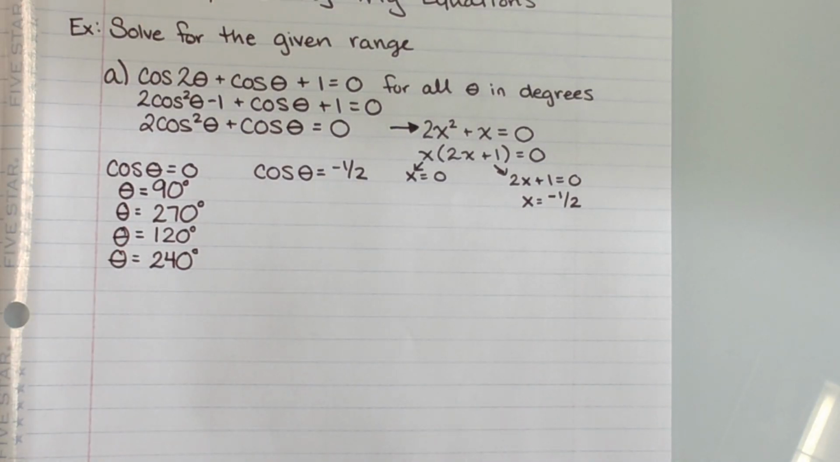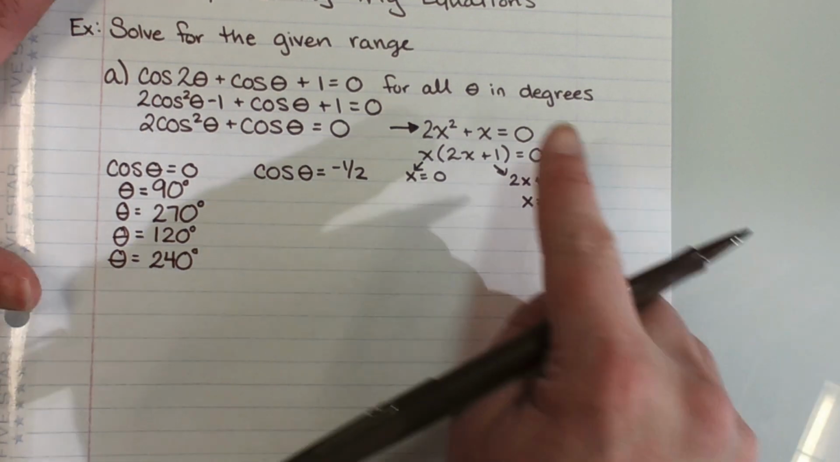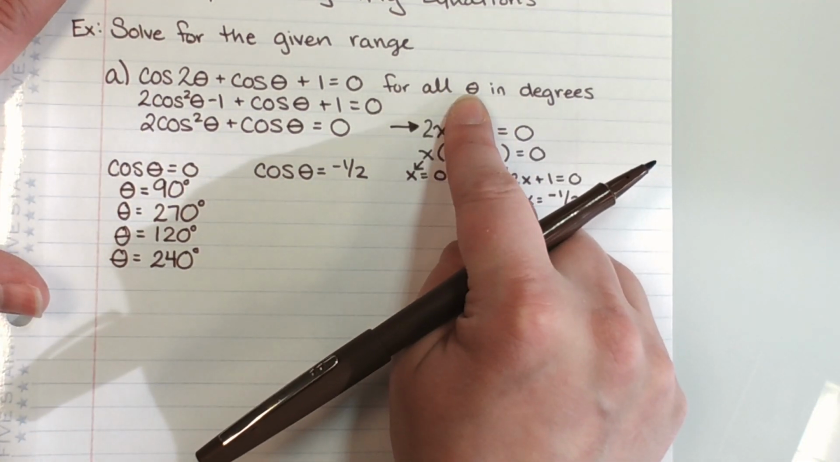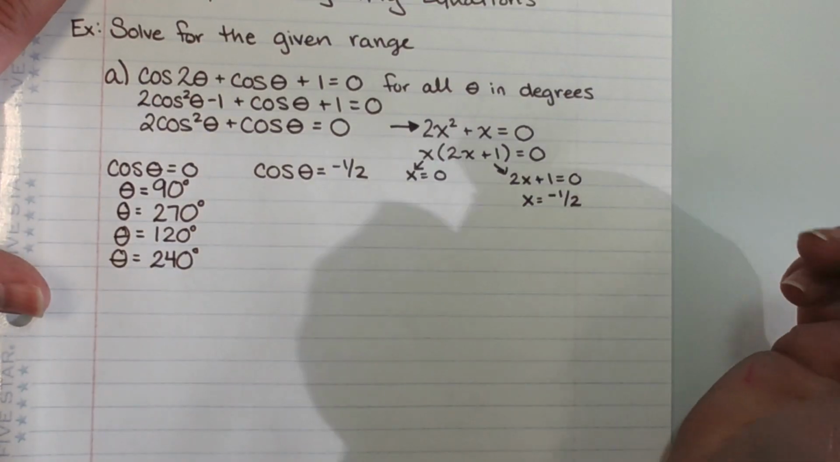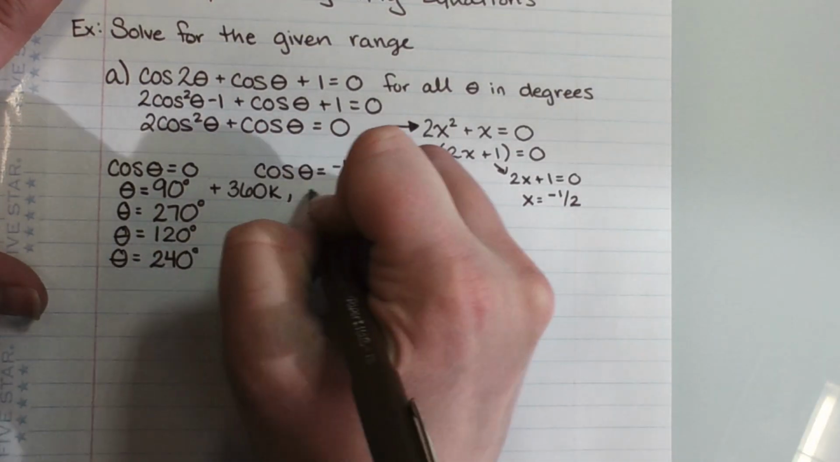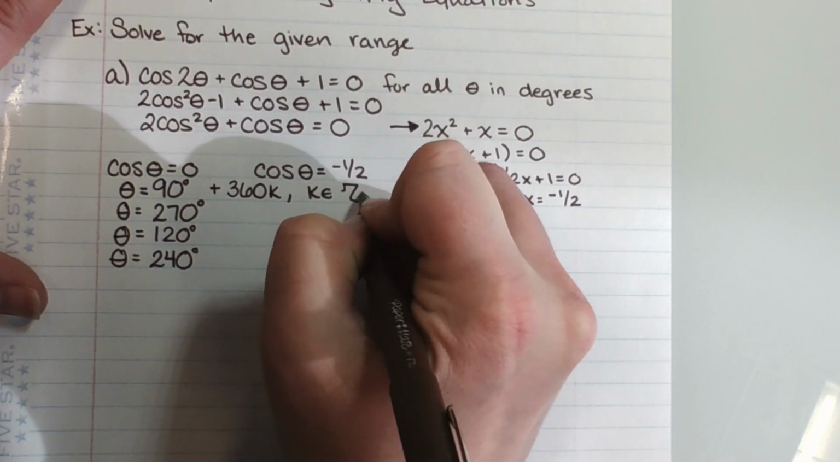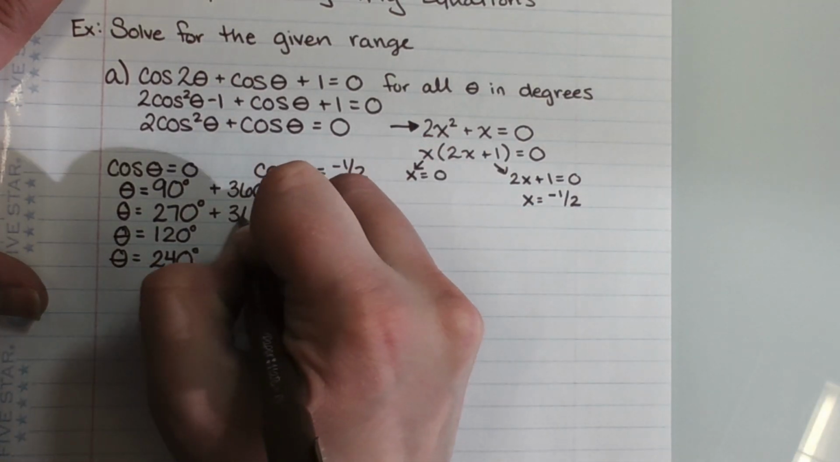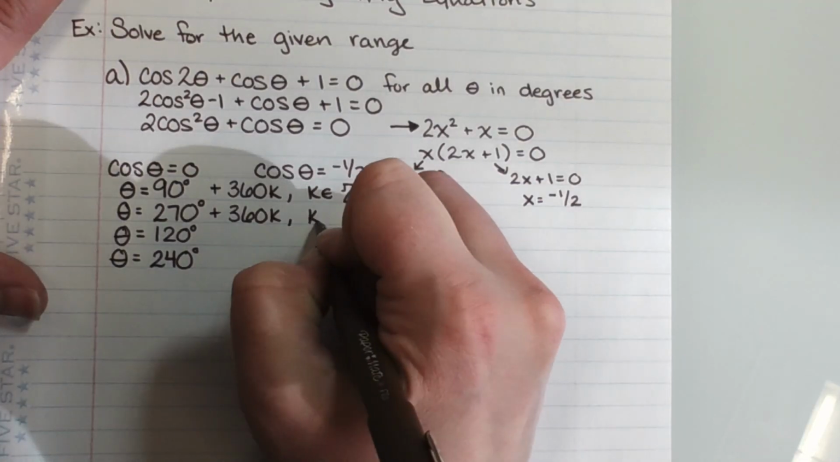Are these my answers? Look at the range. For all theta in degrees. When it says for all theta, that's when I do what to the answers? Plus 360k, where k is an integer. I make sure I get all the coterminals involved as well.